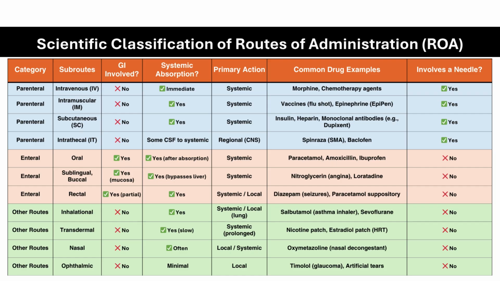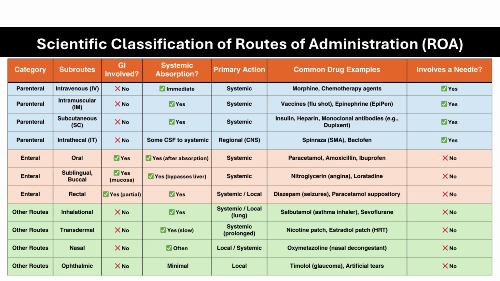Intrathecal is scientifically classified as a parenteral route as it bypasses the gastrointestinal tract and a needle is involved. Intrathecal administration means directly into the cerebrospinal fluid. It bypasses the blood-brain barrier and is used to deliver the drug into the central nervous system. It's a regional compartment, however, some of the drug may diffuse into the systemic circulation. Spinraza, an antisense oligonucleotide-based drug used for the treatment of spinal muscular atrophy, is delivered intrathecally.